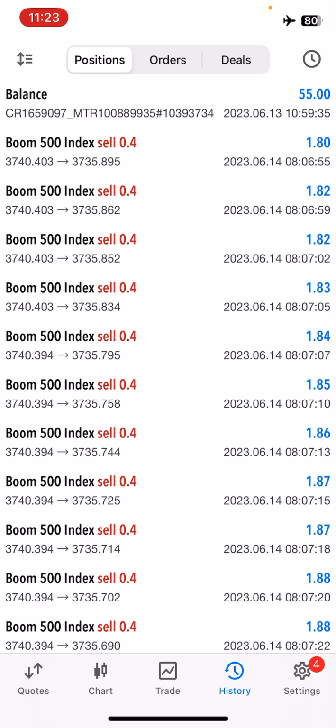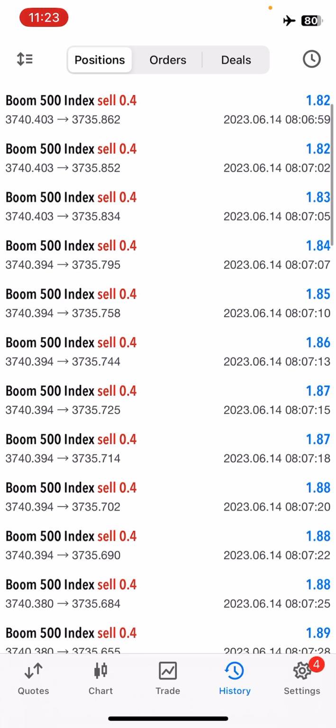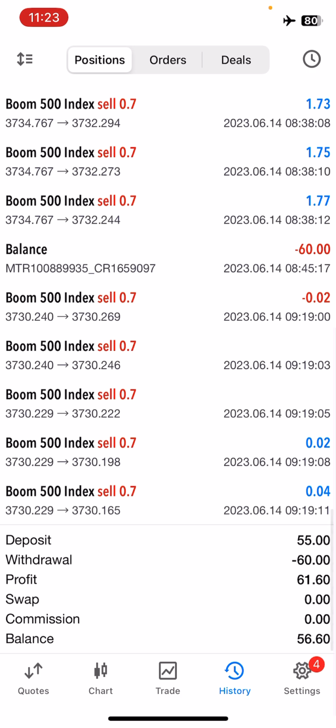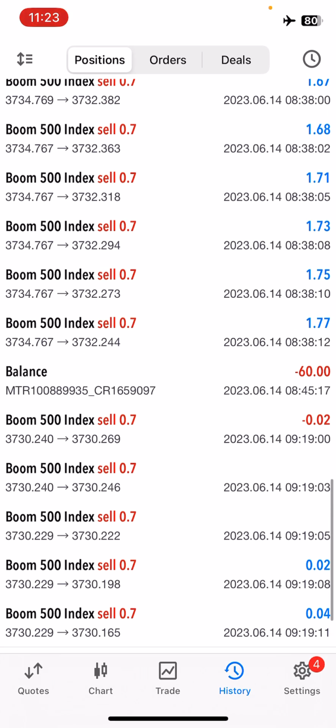As you can see, today is the 14th of June 2023 and I didn't lose a single trade. The only trade that I lost was this previous Boom 500 trade that I took by mistake. You can see I closed it quickly, but there was no real loss because it was about 0.02 cents.